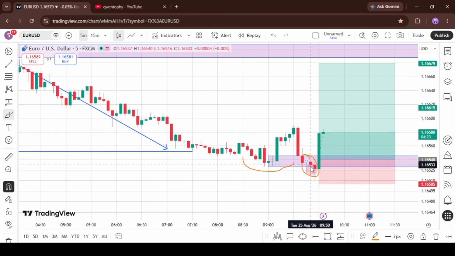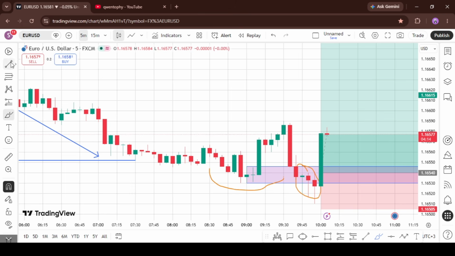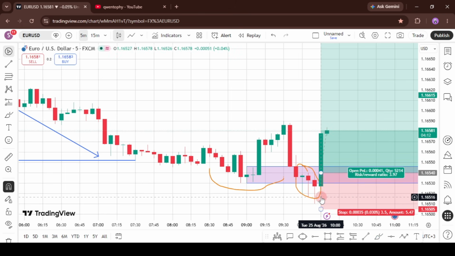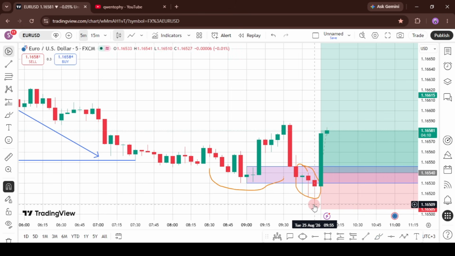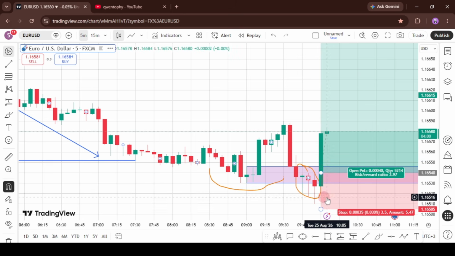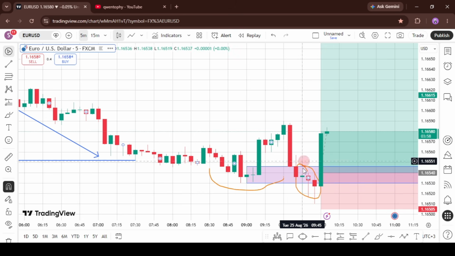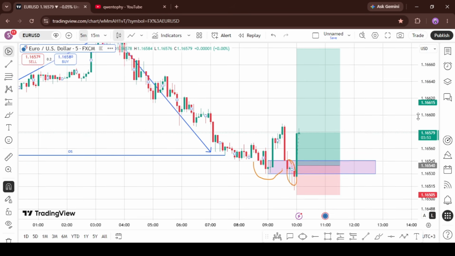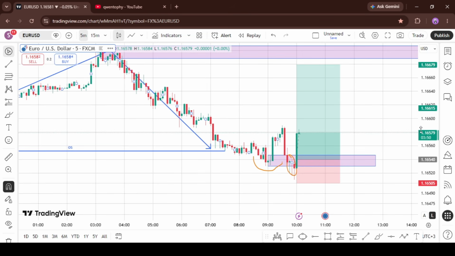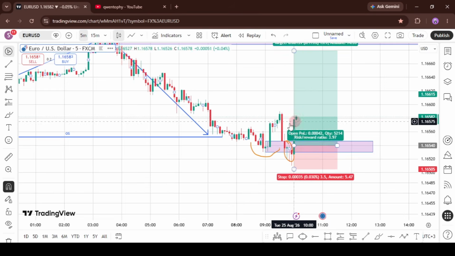So the sellers, you can see the sellers, they had pushed the markets up to this particular level. Then buyers came in and pushed the market upwards. Then you can see this bullish momentum. So I have basically entered this trade, even if it's against the trend, because of the liquidity, the rejection candlesticks, then the London open liquidity. Then you can see the movement of the candles.